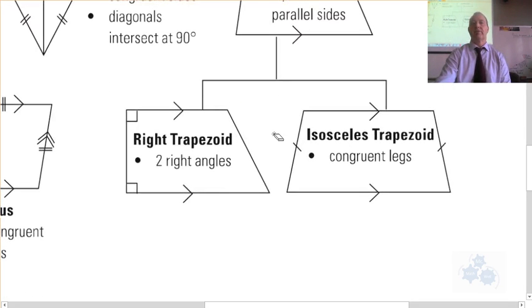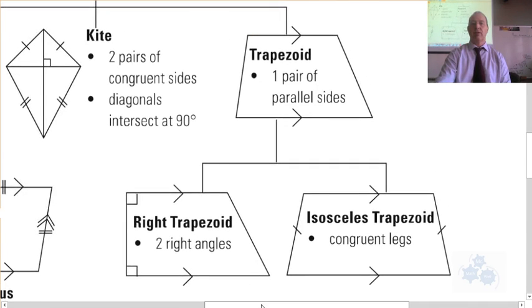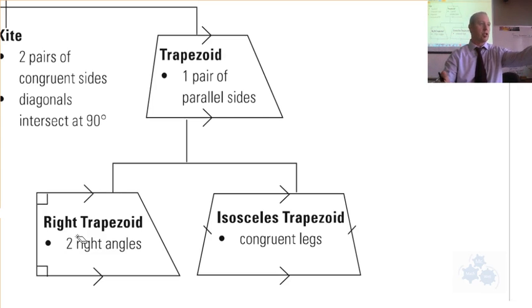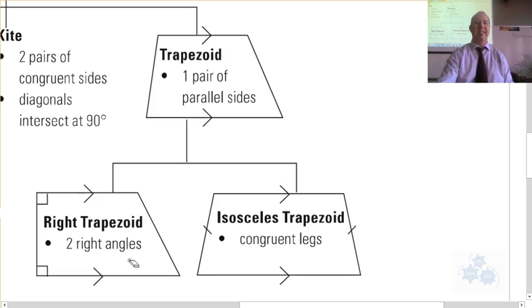Now there are 2 types of trapezoids. The right trapezoid has 2 right angles. So you guys are writing this down, right? You got to write all this down. Right trapezoid. Isosceles trapezoid is a trapezoid where the other sides, not the parallel lines, are the exact same length. You need to have all this written down before you leave.